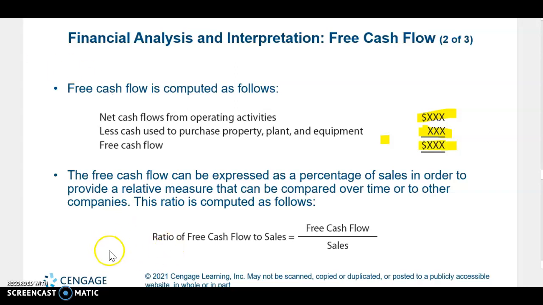They will also look at this as a ratio of sales. So you say free cash flow divided by sales. If you have a positive free cash flow, that's considered favorable.